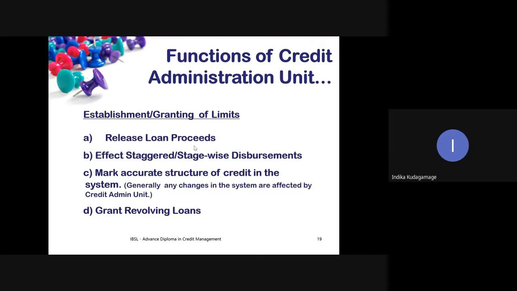Granting of revolving loans. Whenever we grant short-term loans of the revolving type, trade loans, import loans, all these come under credit admin. Yes, it is within trade, but it is a credit admin function.